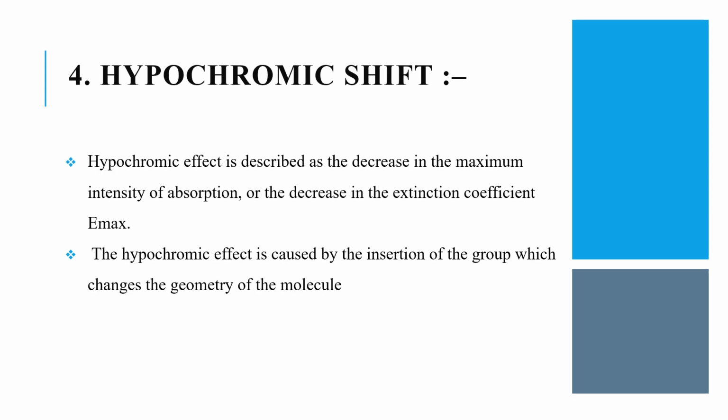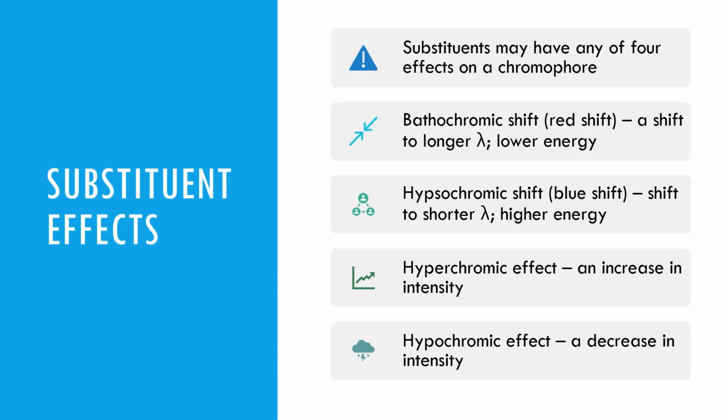And the last term is hypochromic shift. This means there is a decrease in the intensity of absorption, or a decrease in the extinction coefficient. The hypochromic effect is caused by the insertion of a group which changes the geometry of the molecule. So these are the four different terms. Bathochromic shift, that is red shift, a shift to longer lambda or lower energy. Hypsochromic shift is blue shift, a shift to shorter lambda or higher energy. Hyperchromic effect, an increase in intensity. Hypochromic effect, a decrease in intensity.